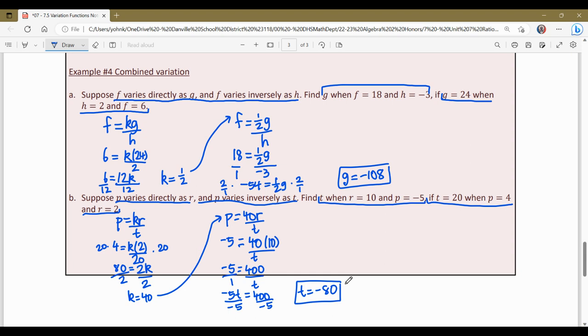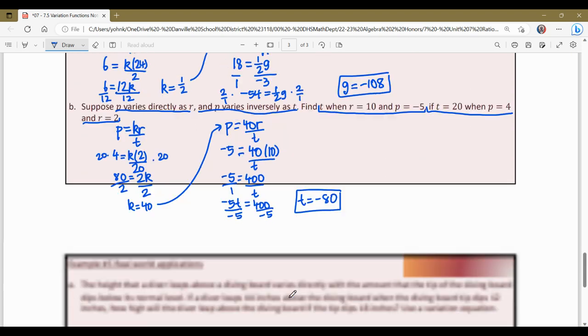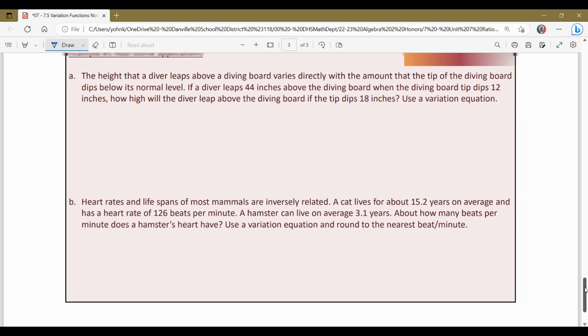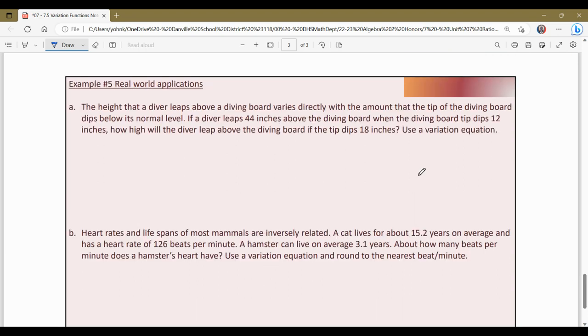All right, so we had direct variation, we had joint variation, we had inverse variation, and now combined variation. Well, we can put these into word problems and see how they apply. So the first one here, the height that a diver leaps above a diving board varies directly with the amount that the tip of the diving board dips below its normal level. If a diver leaps 44 inches above the diving board, when the diving board tip dips 12 inches, how high will the diver leap above the diving board if the tip dips 18 inches?